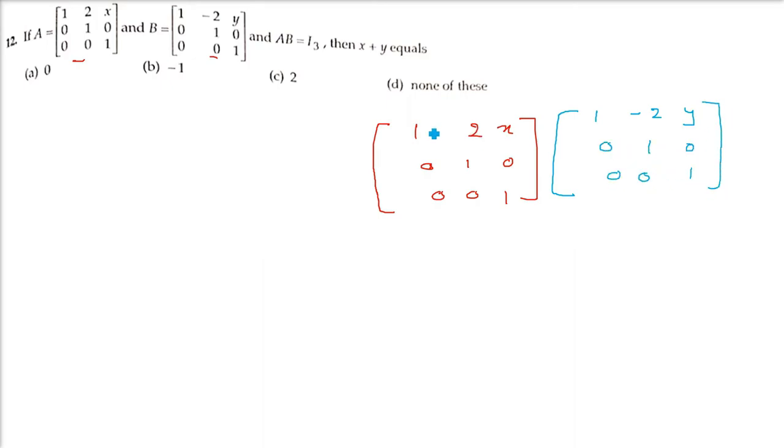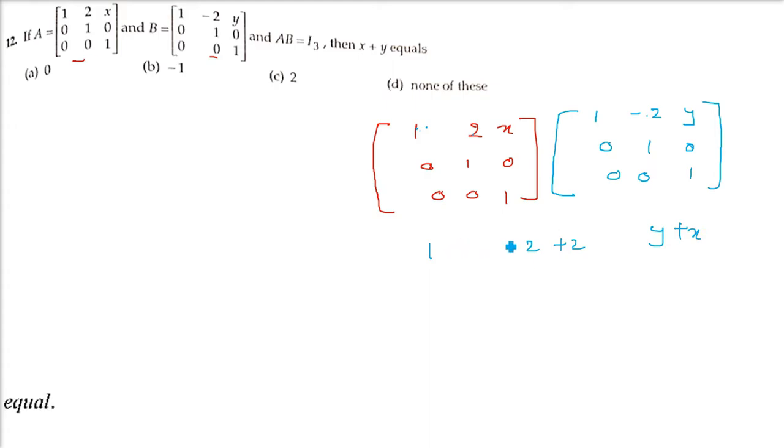Now let us multiply. 1 into 1 is 1. 2 into 0 is 0. Leave it. x into 0 is 0. So 1 into minus 2 is minus 2. 2 into 1 is 2 and x into 0 is 0. So minus 2 plus 2. 1 into y is y. 2 into 0 is 0 and x into 1 is x.